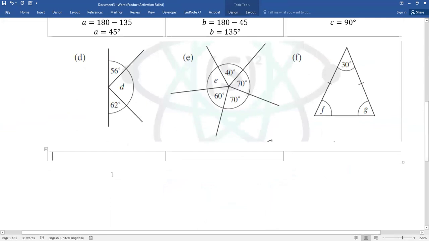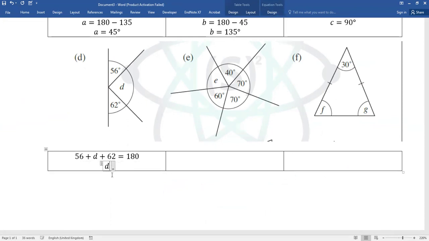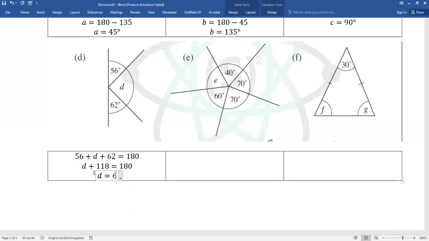Okay, now what about this one? 56 plus D plus 62 is 180 because they are adjacent angles on a line. If we add 56 and 62, that is 118, and 180 minus 118 is 62. Good, so D is 62 degrees. Similarly, in this one, E plus 40 plus 70 plus 70 plus 60 is 360 because they are angles at a point. So E plus 240 is 360. The value of E is 120.